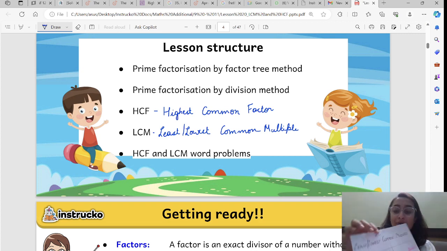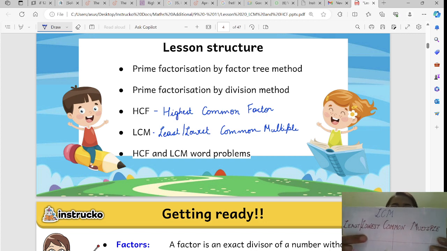The second term is the LCM, which is also known as the least or the lowest common multiple. Okay, now this can again be calculated using three methods. The first is by listing the multiples, second is the prime factorization, and third is the division method.